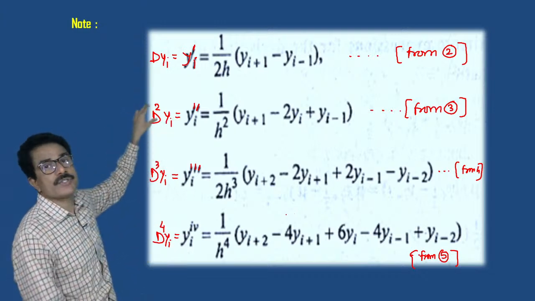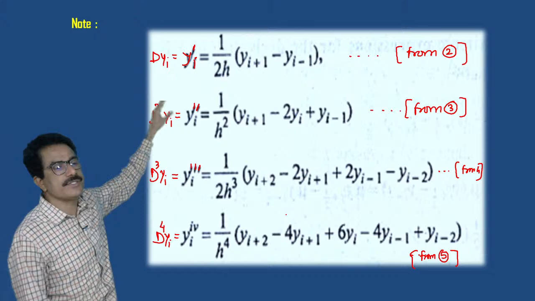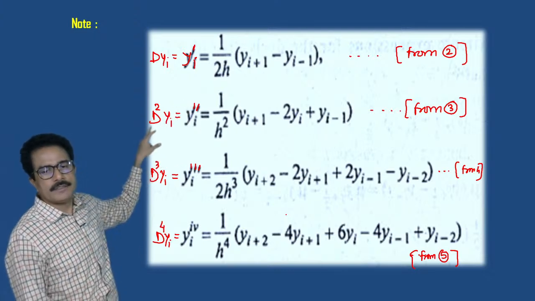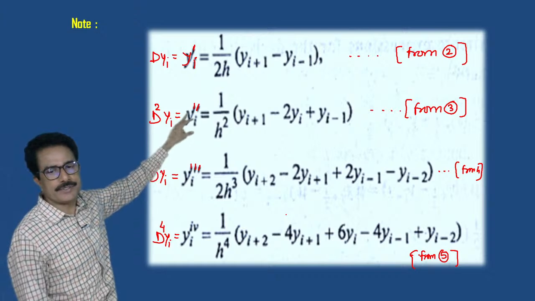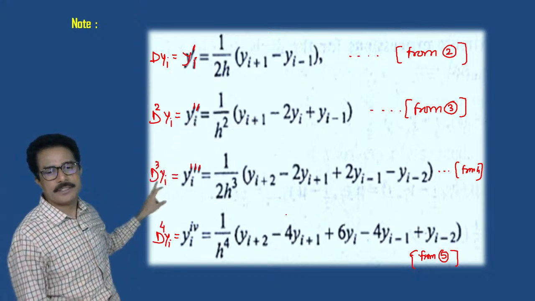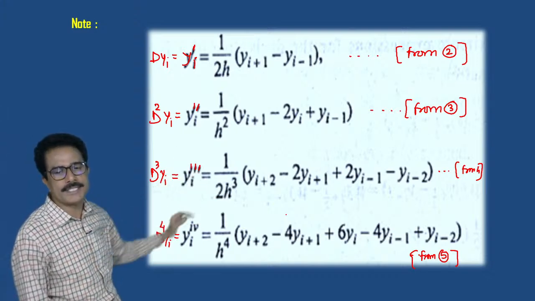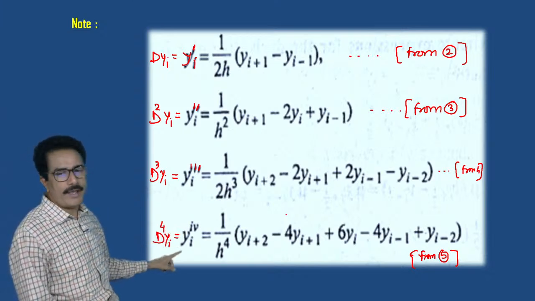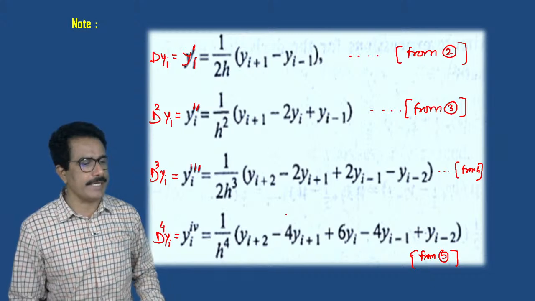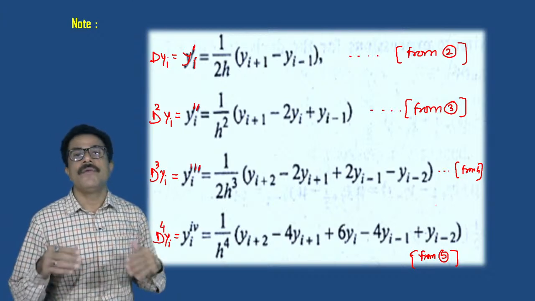So write down the note. Then, in short notation: dyi, which is equal to yi dash, is equal to 1 upon 2h in a bracket yi plus 1 minus yi minus 1. d2yi, which is equal to y double dash, is equal to 1 upon h square, yi plus 1 minus 2yi plus yi minus 1. d3yi, which is equal to yi triple dash, is equal to 1 upon 3 factorial, as it is. Similarly d4yi is equal to yi fourth derivative, this is the fourth order derivative, 1 upon h raised to 4, yi plus 2 minus 4 yi plus 1 plus 6 yi minus 4 yi minus 1 plus yi minus 2.